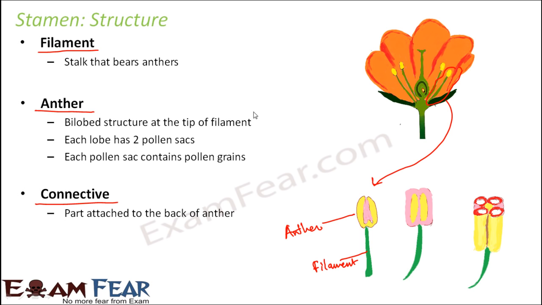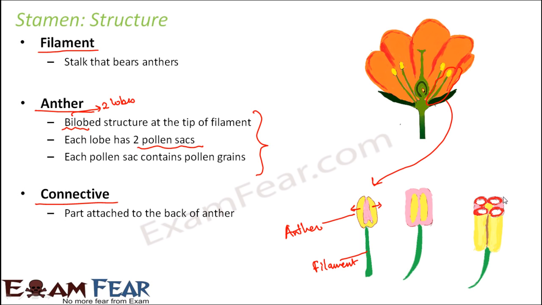Now there is a lot more to learn about the anthers. The anther is a bilobed structure. Bi means two lobes. It has two lobes somewhat like this. This is one lobe, this is another lobe. And each lobe has two pollen sacs. Now what are pollen sacs? These are a kind of cup-shaped structure, you can say. Inside each lobe, we again have two cup-shaped structures, and those structures are called pollen sacs. Each pollen sac contains the pollen grains.